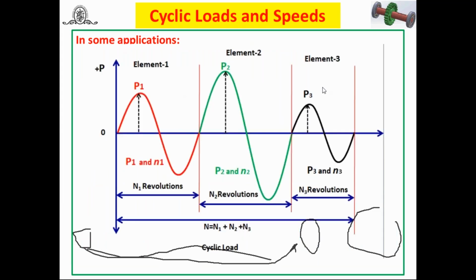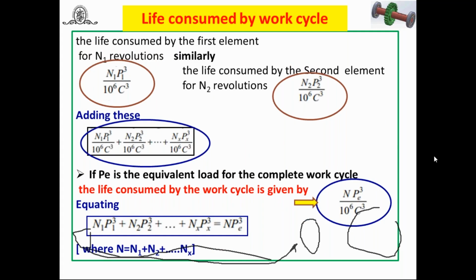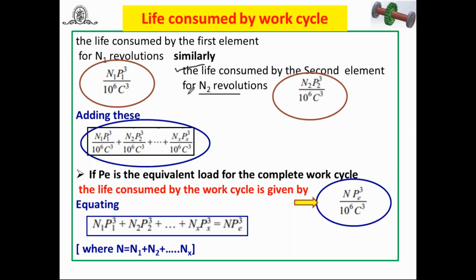I have told that elements 1, 2, 3 are subjected to loads P1, P2, P3, and the number of revolutions during that time is N1, N2 and N3, and the speed at which it rotates is small n1, small n2, small n3 RPM. Then similarly, you can write down the life consumed by the second element for N2 revolutions. As I have stated for the first one, from the load life relation, you have got this expression for the life consumed by element 1.